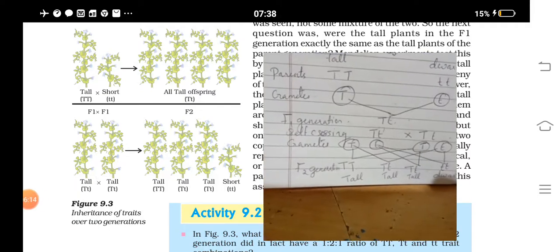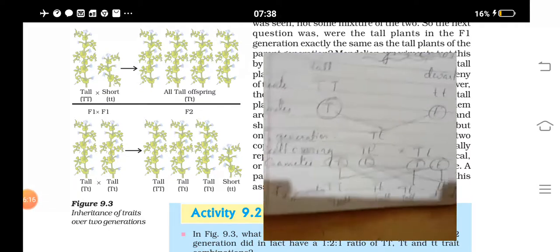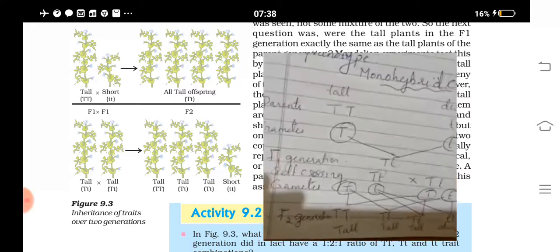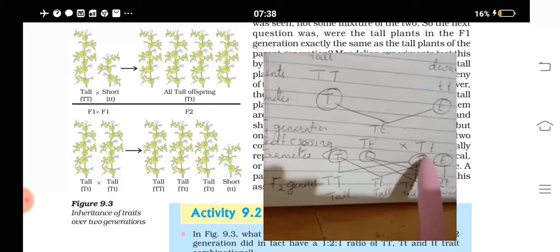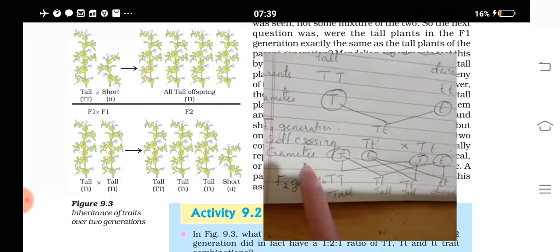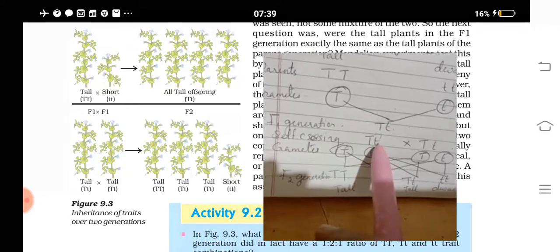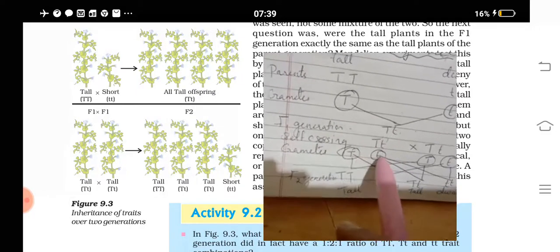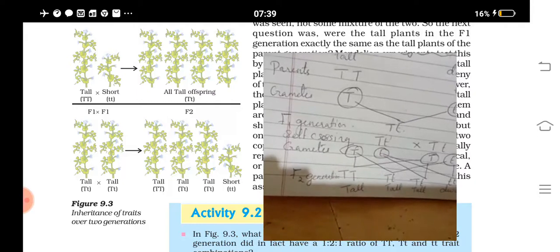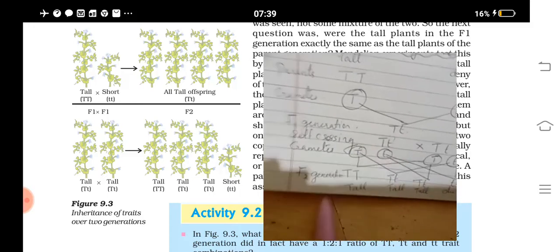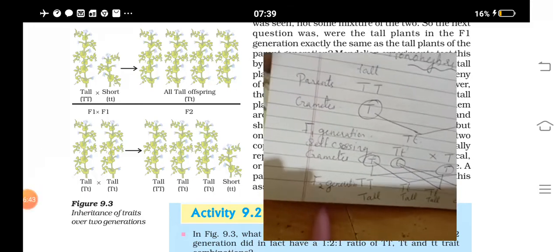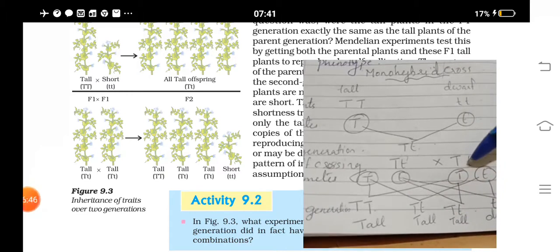Then the next step is self-crossing of these F1 plants. So the genotype of the F1 plants is capital T, small t, isn't it? Capital T, small t, and here also capital T, small t. So this parent can produce two different types of gametes, capital T and small t. This is not two gametes, it is two different types of gametes. The gametes produced by this parent also will be capital T and small t. Two different kinds of gametes it can produce.